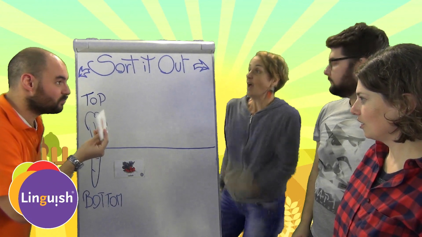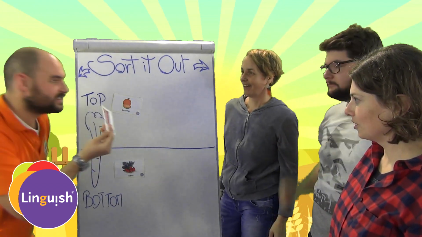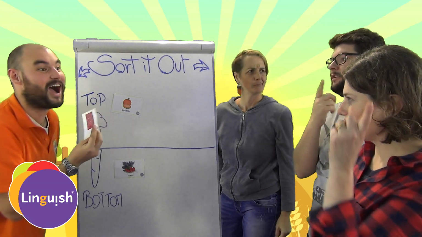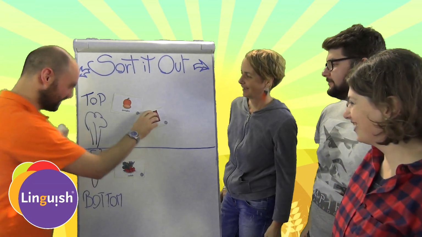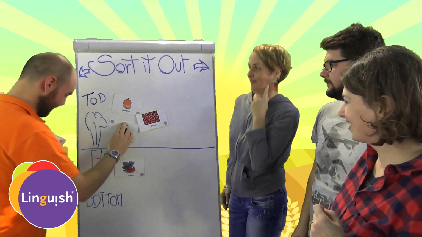In a pumpkin, what do you eat? We eat the top. Yes. In beans, what do you eat? We eat the top. Yes, excellent. In peas, what do you eat? We eat the top. Yes.